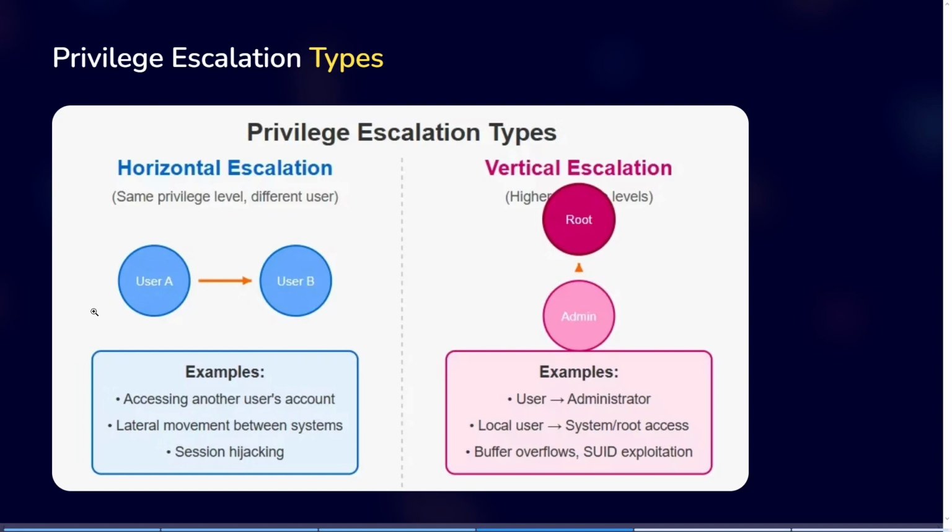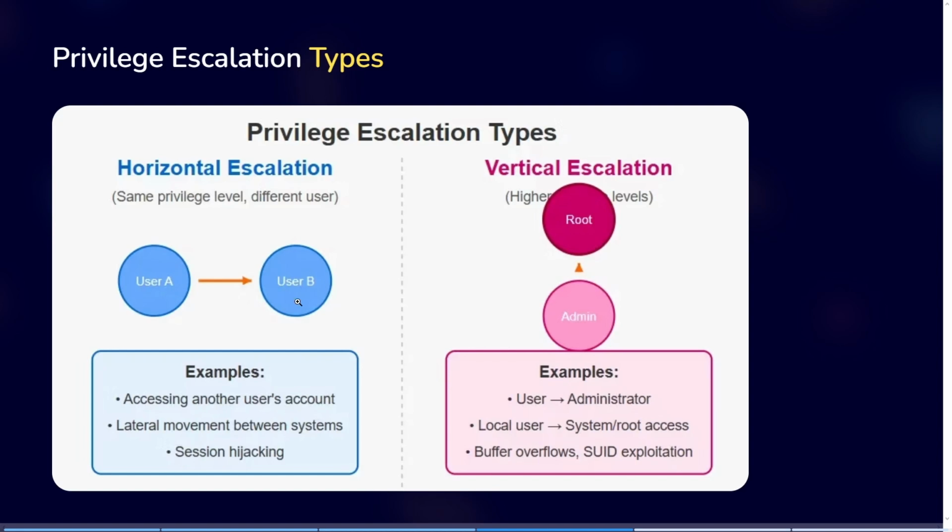And here you will be performing lateral movement to other systems, and normally it is done by session hijacking, and we'll also try to do that in here. And vertical privilege escalation is where you try to get the admin or the root access. Let's say you have user access.